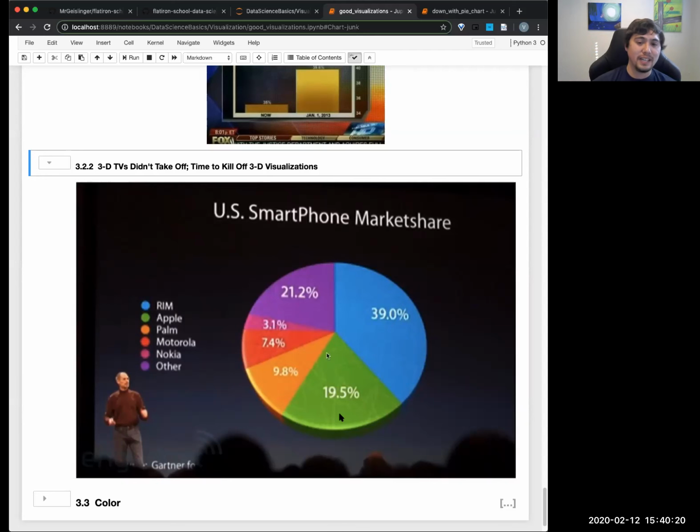Now this is where, was this done on purpose? Was this done by accident? And people said, hey, it just happened to be that Apple was the one in front here. That's a whole different debate. But the point is that this visualization can be really deceiving.